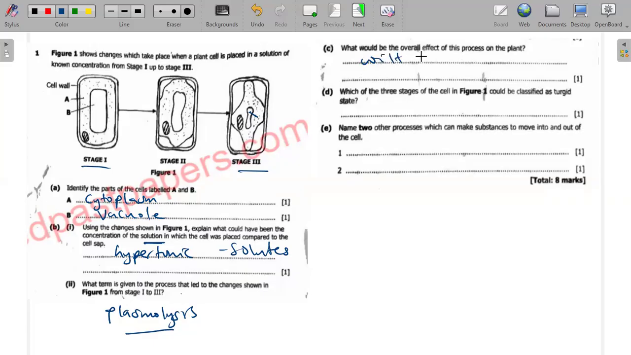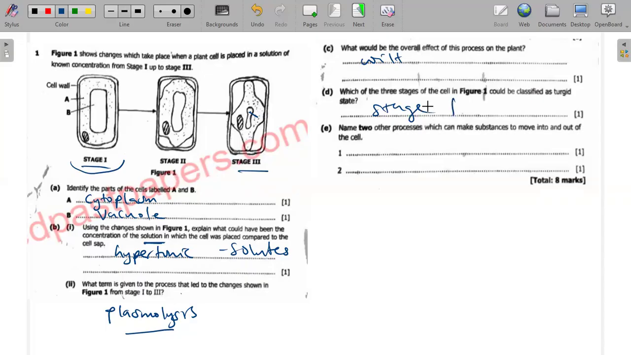Okay, next the question is, which of the three stages of the cell in figure 1 could be classified as turgid? So turgid is when the cell is firm. Okay, so according to these stages we have, the one which could be classified as turgid is at stage 1. So at stage 1, that's when it's turgid.